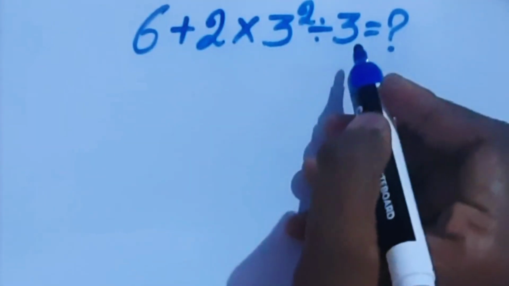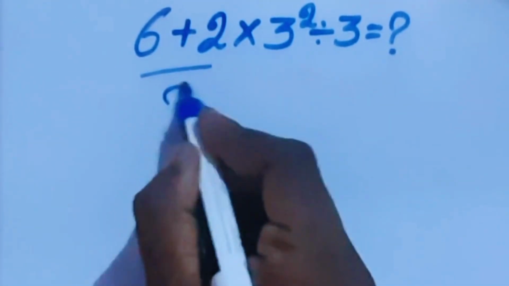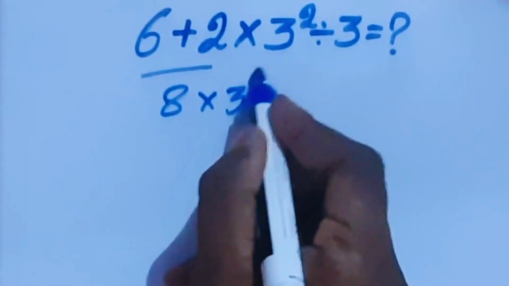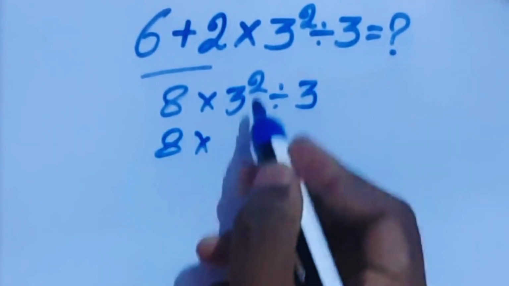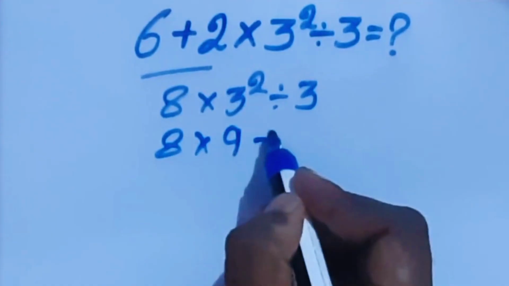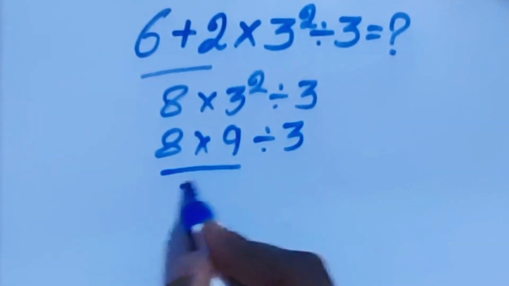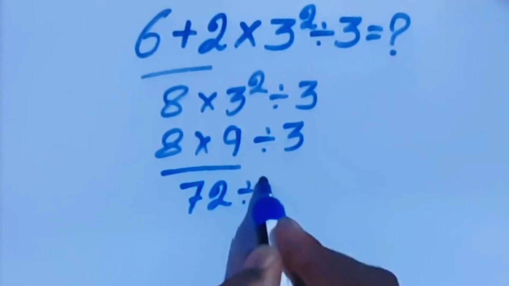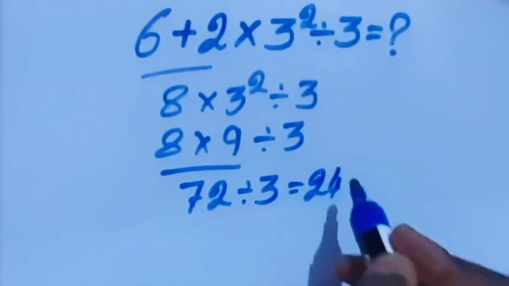I guess most of them get the answer 24 for this problem by solving in the wrong order. Here 6 plus 2 is 8, times 3 power 2, divided by 3. Here 8 times, 3 power 2 is 9, divided by 3. Here 8 times 9 is 72, divided by 3. Here 72 divided by 3 is 24, which is the wrong answer.